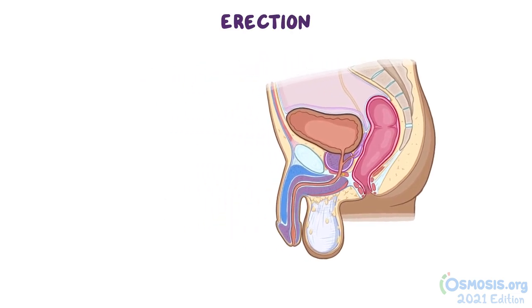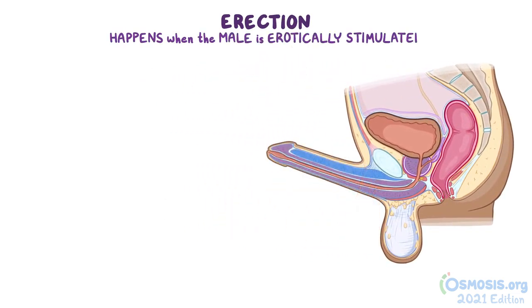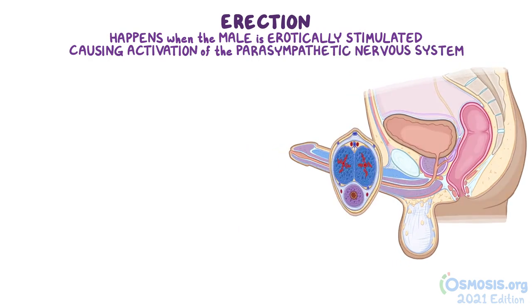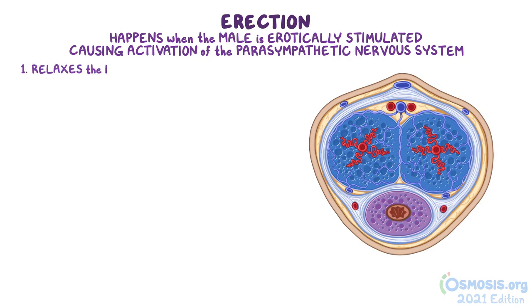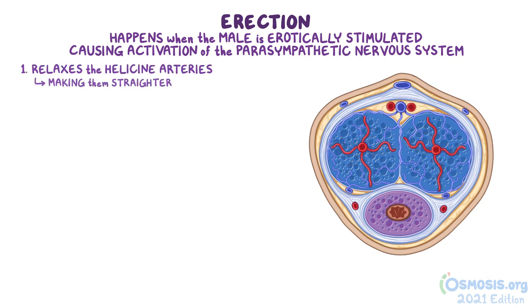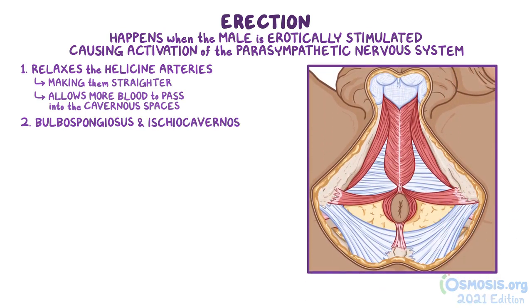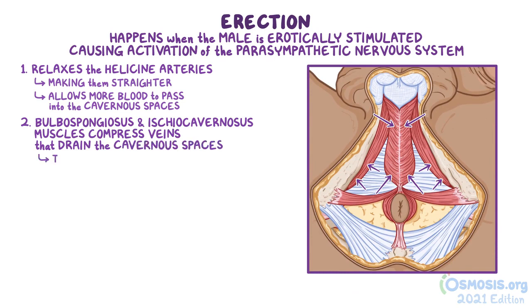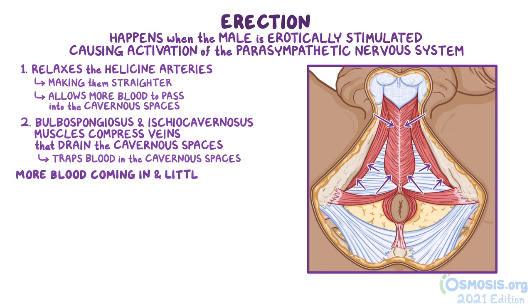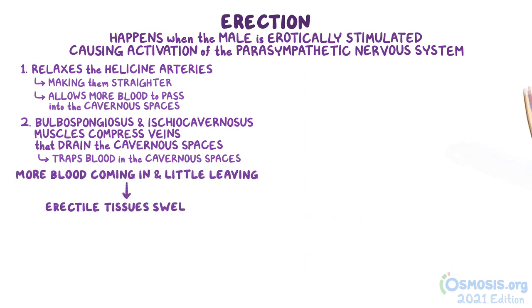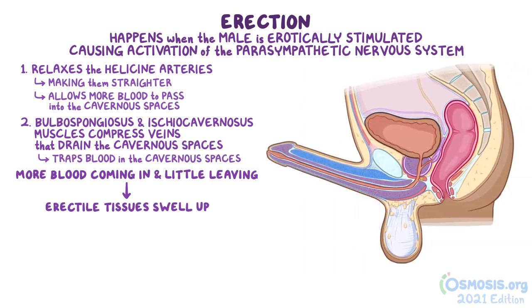Let's start with erection, which happens when the male is erotically stimulated, causing activation of the parasympathetic nervous system. This stimulation causes 2 changes. First, it relaxes the helicine arteries, making them straighter, which allows more blood to pass into the cavernous spaces. Second, the bulbospongiosus and ischiocavernosus muscles also compress the veins that drain the cavernous spaces, which traps the blood in the cavernous spaces. With more blood coming in but very little blood leaving, the erectile tissues swell up, causing the penis to become larger and more rigid.